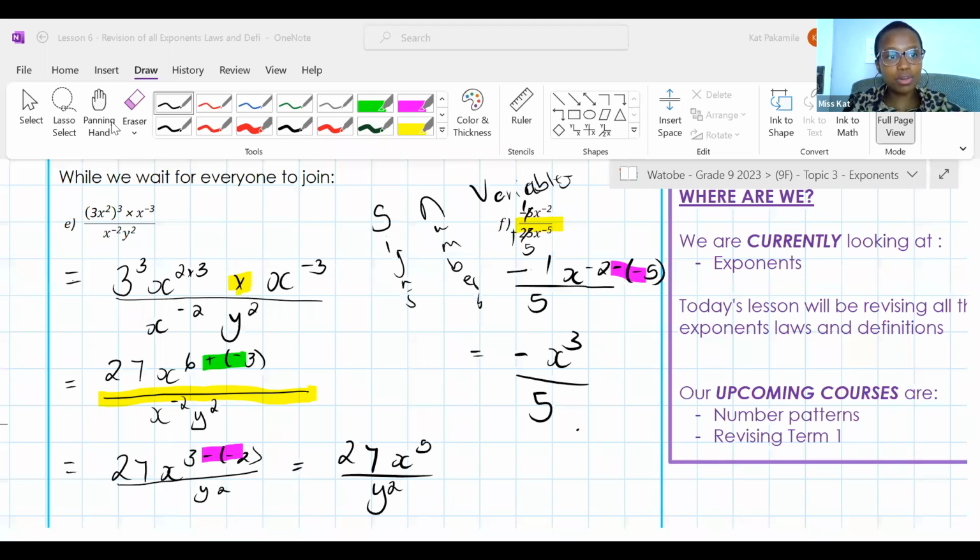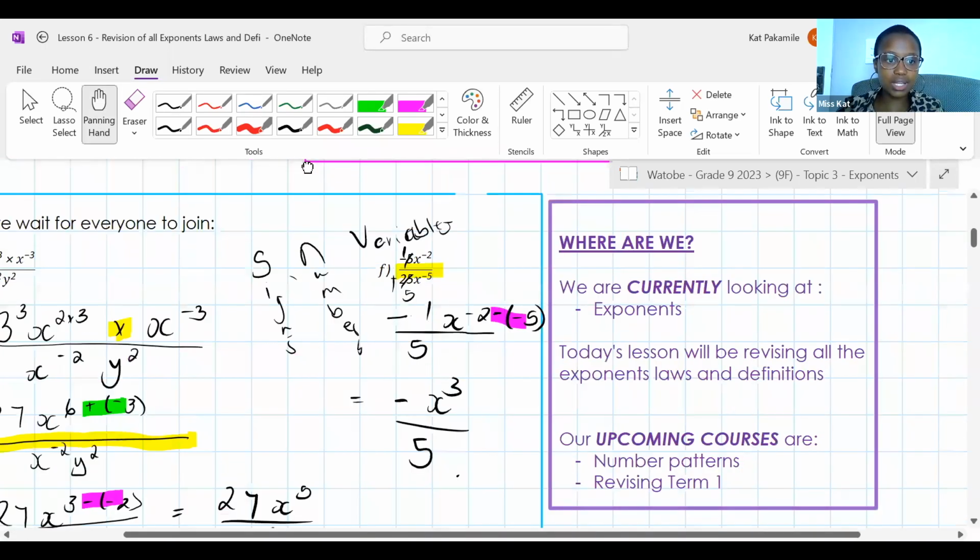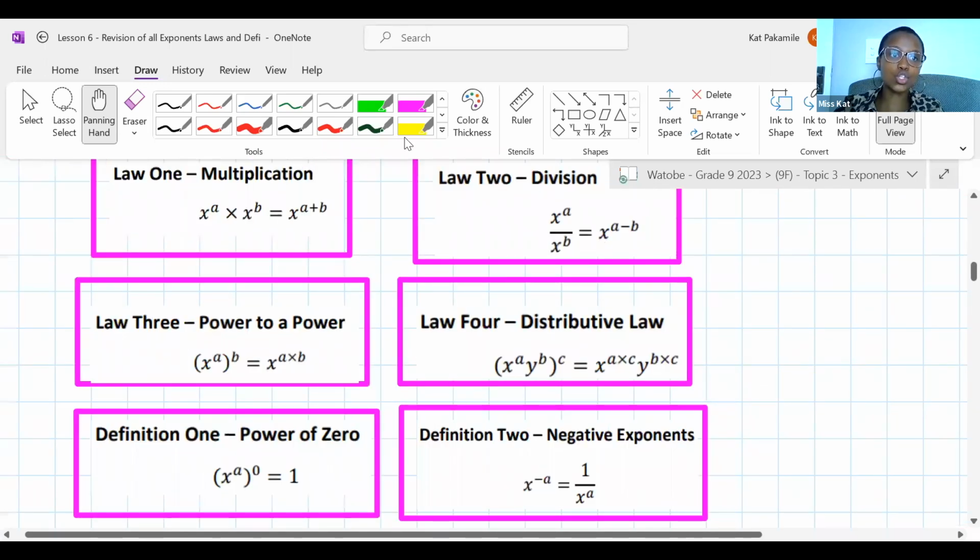But before we go there, let us just recap the rules because we have a few new people. There we go. And today's lesson, we are going to be consolidating the laws of exponents. Okay, so this is what we have learned about exponents so far.